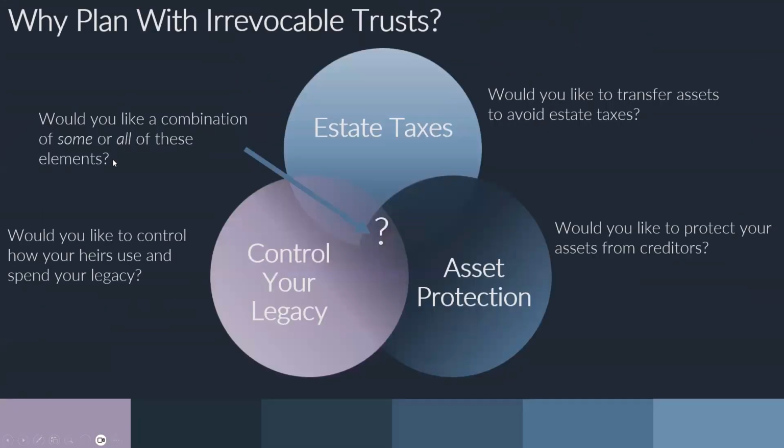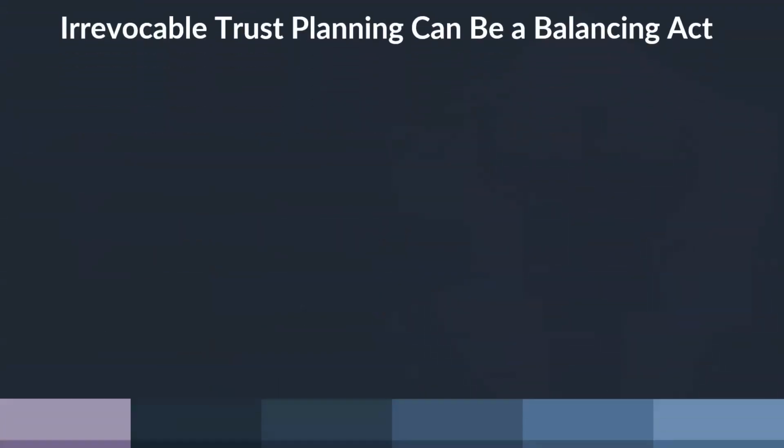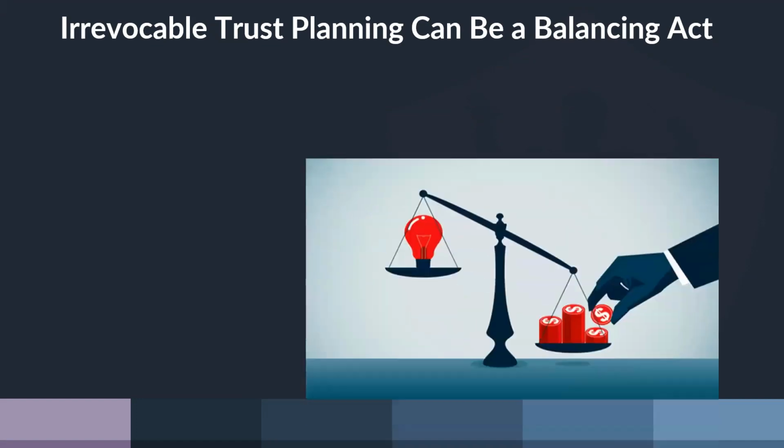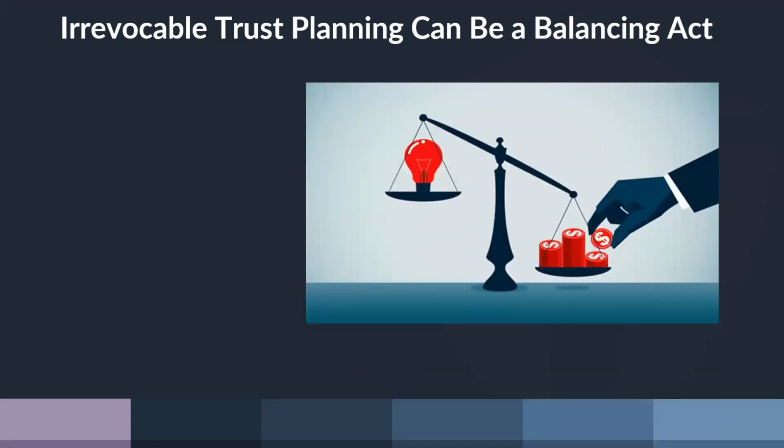As we've talked before, there are a lot of reasons to use an irrevocable trust. It could be planning for estate taxes or liquidity, controlling our legacy, and/or asset protection. And most of the time I find that there's a combination of all of this. But when we're planning with an irrevocable trust, it really becomes a balancing act. The better we understand our clients and their needs and goals, the better result we're going to have for our client.